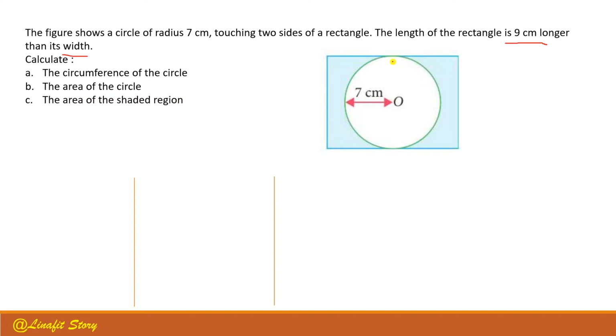This is the radius, this is also the radius. So the breadth or the width of the rectangle is 14 cm. How to get 14? 7 plus 7. And then the length is 9 cm longer than its width. So the length is 9 plus 14, which is equal to 23 cm. Now we will solve question A.